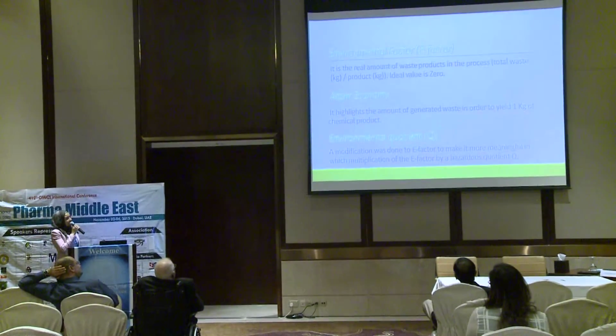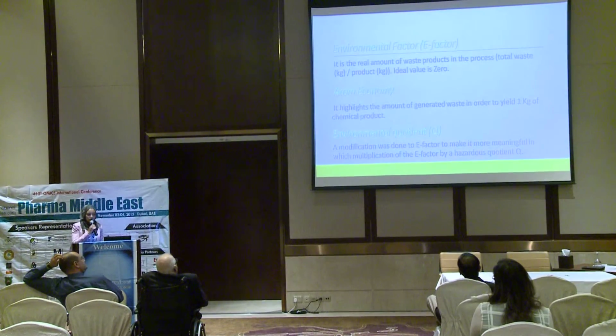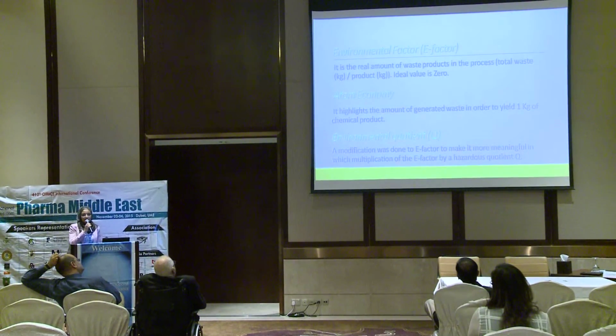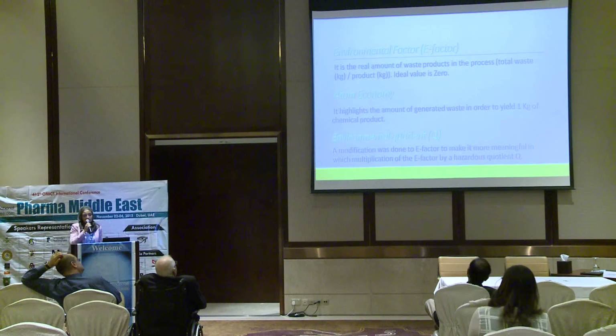We have also the E factor, which is the environmental factor: the real amount of waste in the process divided by the product. The ideal factor for a green analysis should be 0, and we don't have these ideals. We have something called atom economy, which highlights the amount of generated waste to yield 1 kilogram of the product. We have the environmental quotient, which is like the environmental factor, but it takes into consideration the nature or the type of hazard, not only the quantity.